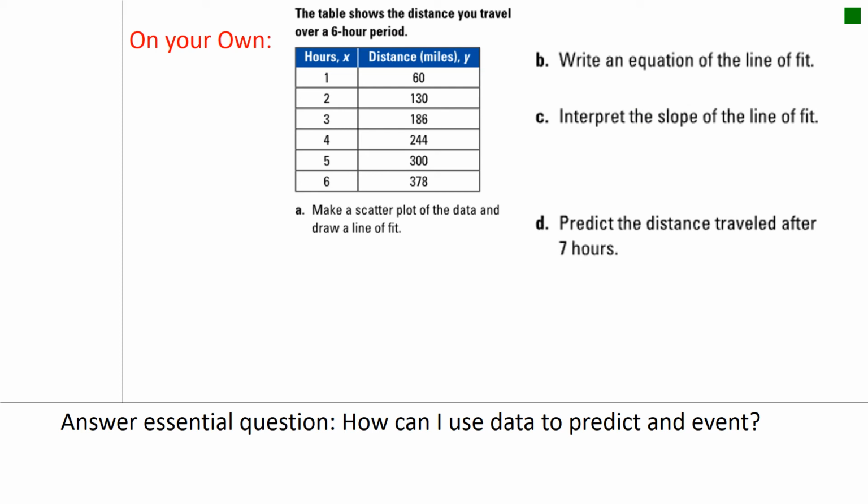All right, go ahead and try this problem on your own and answer that essential question. When you're ready to check your answers, go ahead and press play.